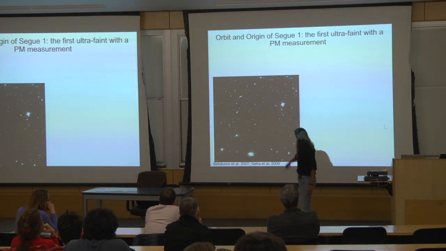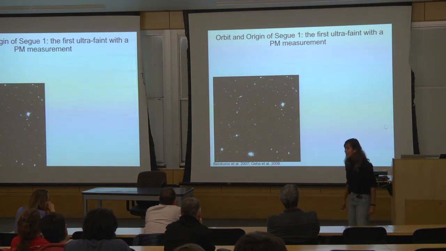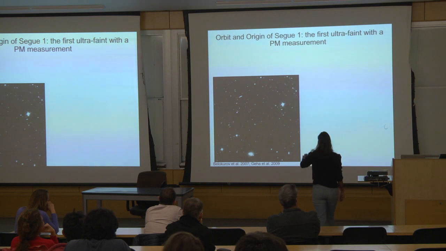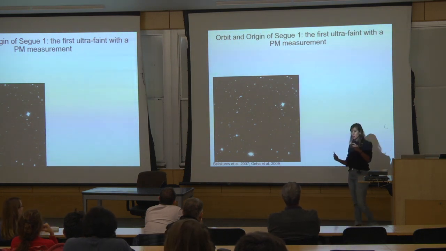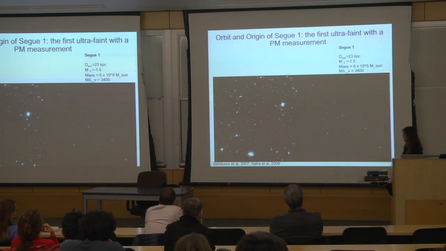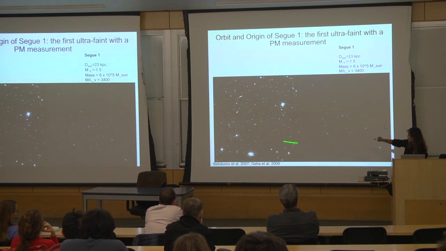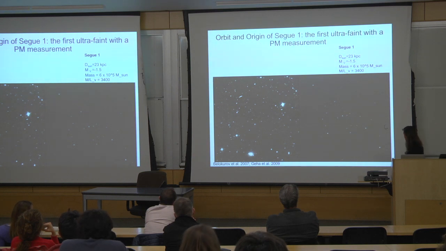This is a Sloan Digital Sky Survey image where you might be hard-pressed to see a dwarf galaxy. But these authors used a way to find associations between a stellar population, using colors that pick out which stars in this image belong to this ultra-faint dwarf galaxy. And this is a really interesting galaxy. It used to hold the record for the least luminous satellite galaxy in the Milky Way.